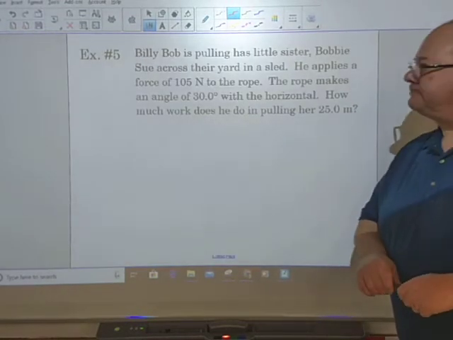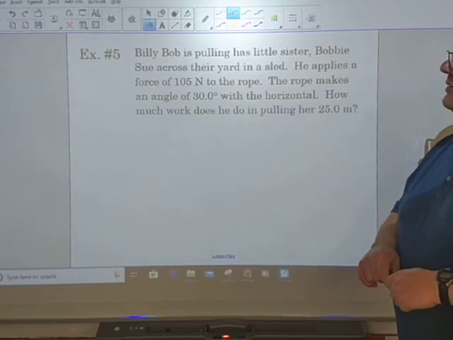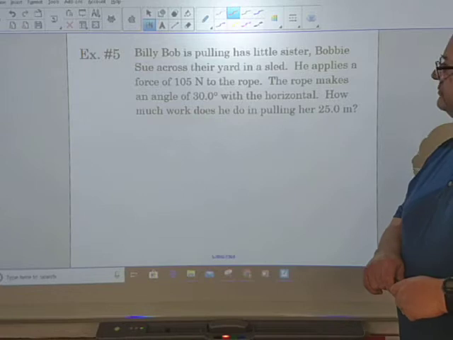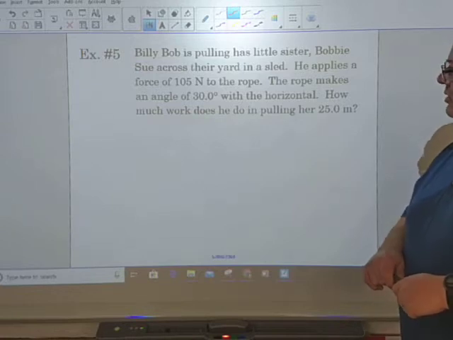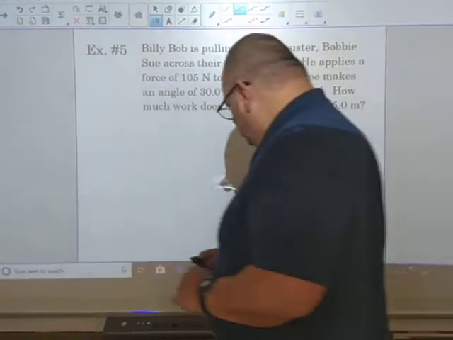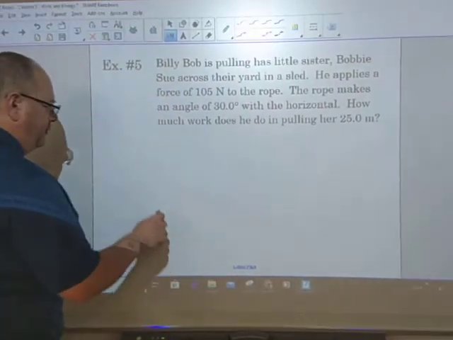All right. Billy Bob is pulling his little sister Bobby Sue across their yard in a sled. He applies a force of 105 newtons to the rope. The rope makes an angle of 30 degrees with the horizontal. How much work does he do in pulling her 25 meters? I think a diagram is going to help us out here.